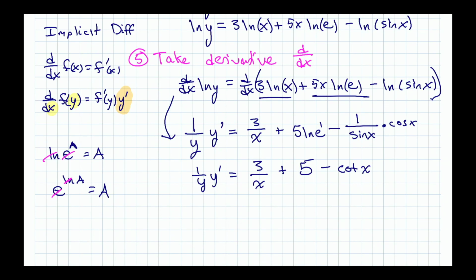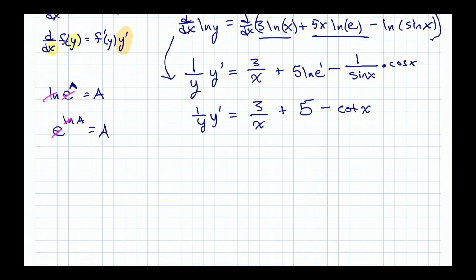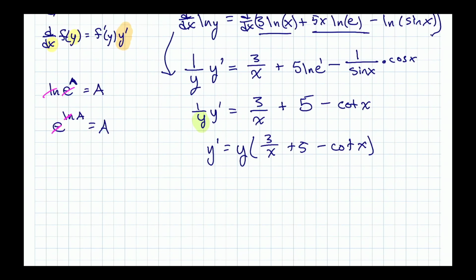And after we do that, I'm going to make a correction to somewhere earlier in the notes. So if you're trying to solve for y prime, you just need to move this y up to the other side. If we do that, you're going to get y prime equals y times (3 over x plus 5 minus cotangent x), right? And then we're almost done.